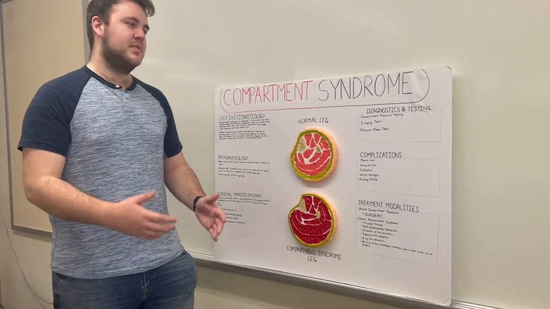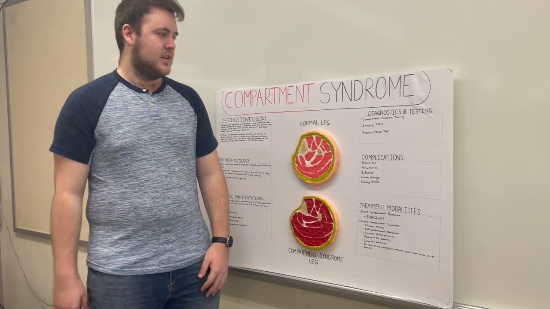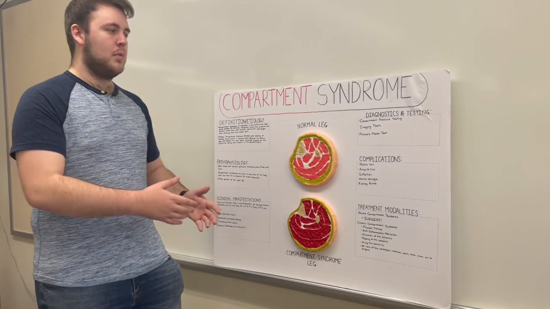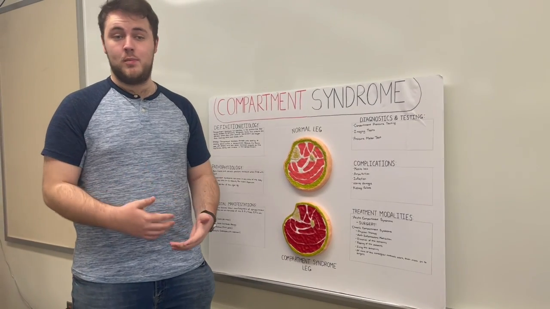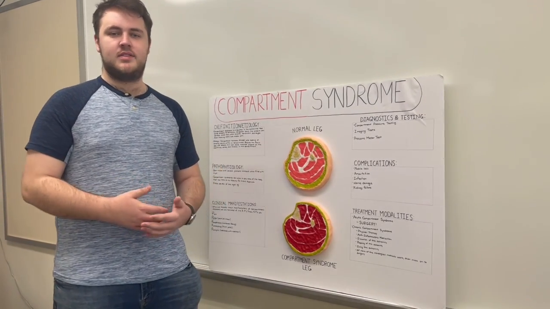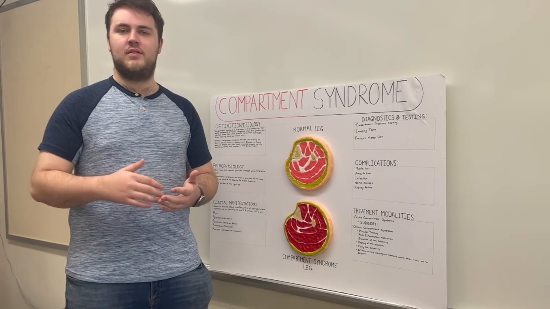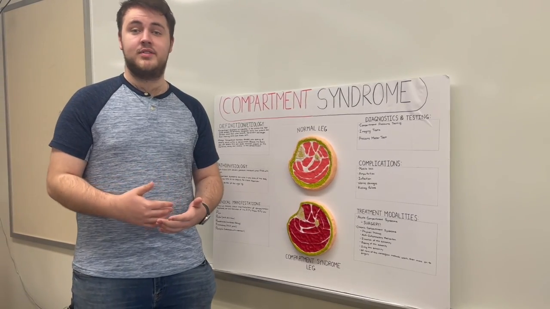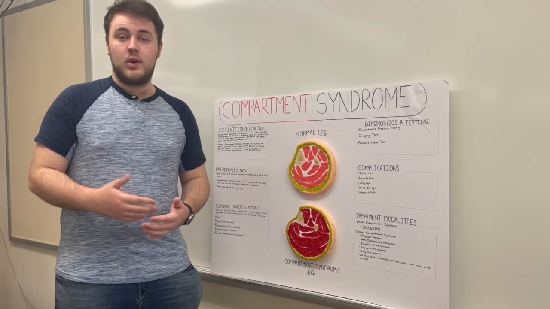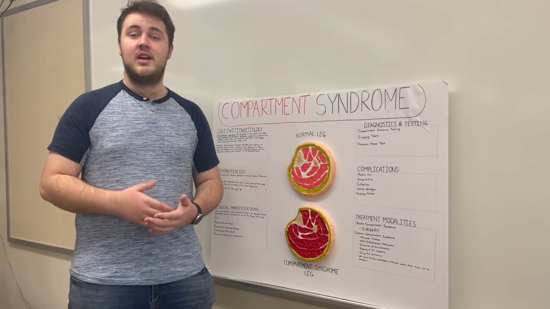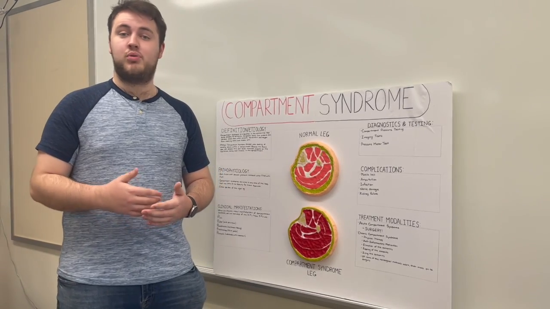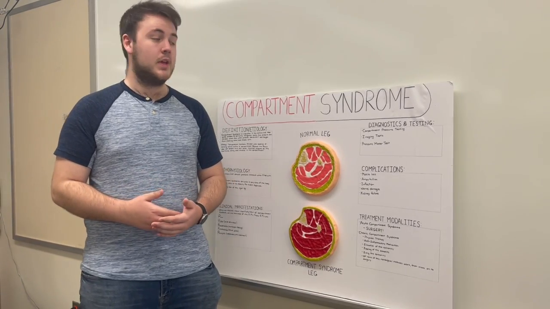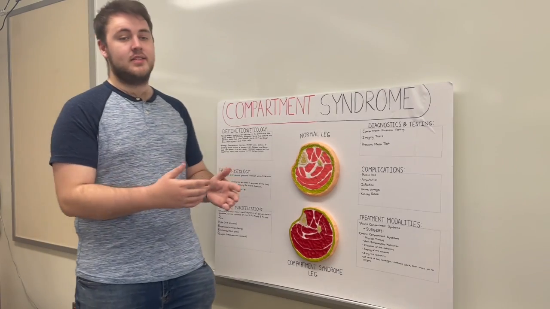All right, let's talk about some diagnostics and some testing. First, we're going to look at compartment pressure testing, which measures the amount of pressure within the muscle compartment. To perform this test, a doctor first injects a small amount of anesthesia into the affected muscle to numb it. He or she inserts a handheld device attached to a needle into the muscle compartment to measure the amount of pressure inside the compartment.